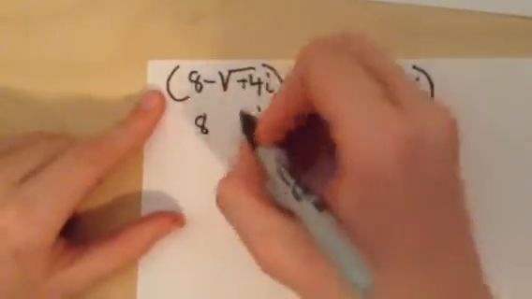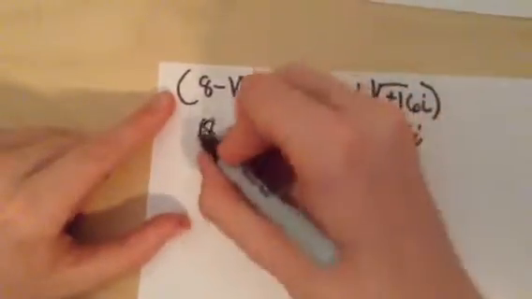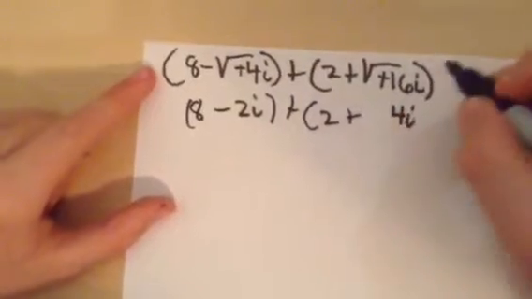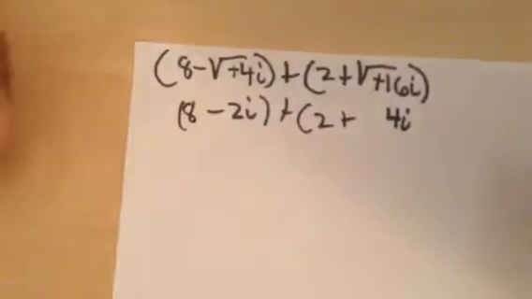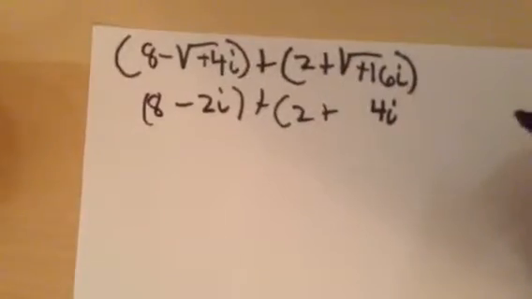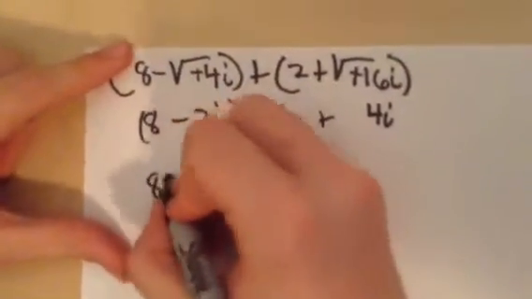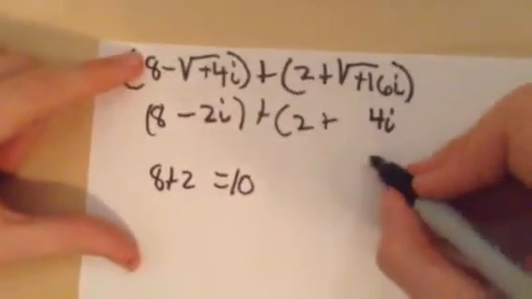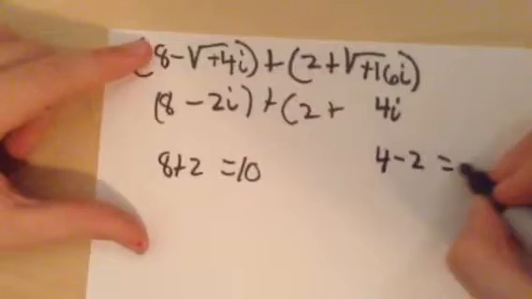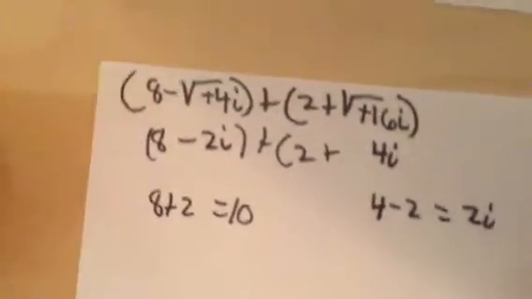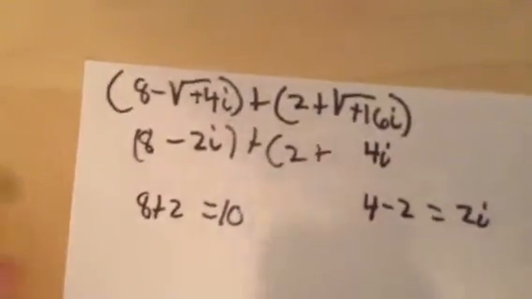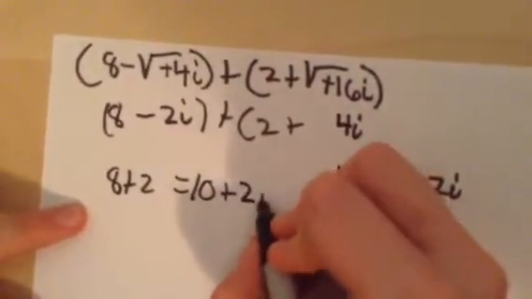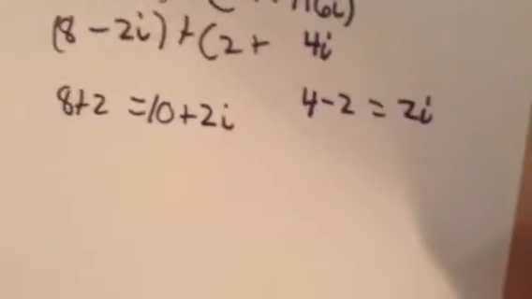So then you have 8 minus 2i plus 2 plus 4i. So then you have to combine like terms. So you would have 8 plus 2 equals 10, and then you would have 4 minus 2 equals 2i, and then you would have 10 plus 2i. So that is the final answer.